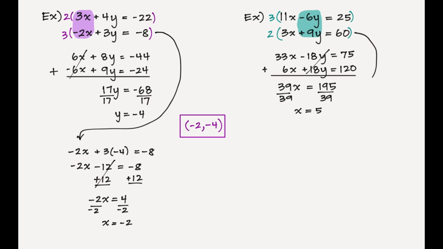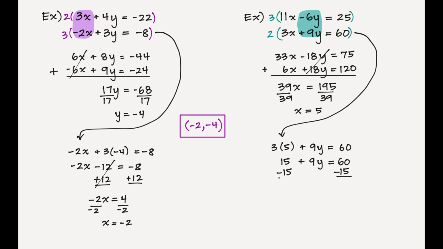And now, like I've been doing, I can plug it into any of my equations. So I'm going to use my top equation, so 3 times 5 plus 9y is equal to 60. And that leaves me with 15 plus 9y is equal to 60. I'm going to subtract 15 on both sides. So then 9y is equal to 45. When I divide both sides by 9, I find that y is equal to 5. And that gives me my solution at the point of 5 comma 5.